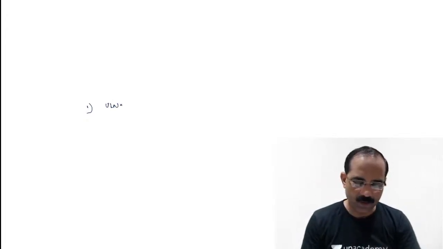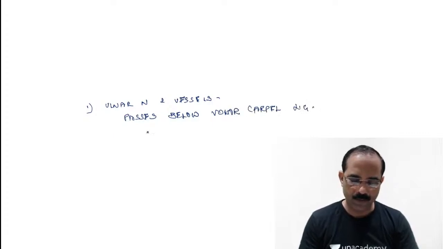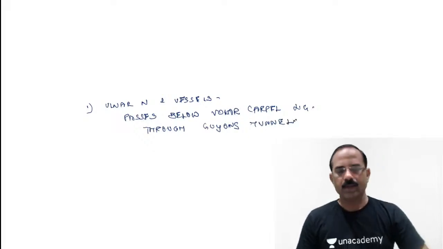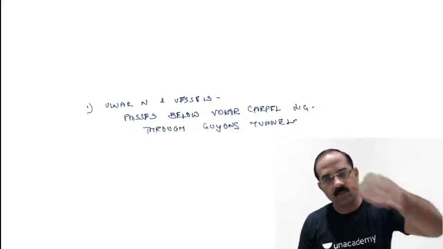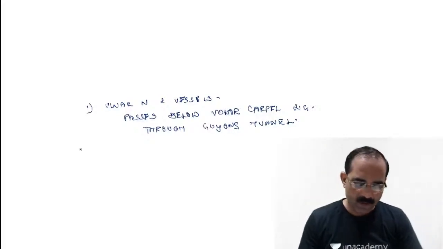Structures passing above the flexor retinaculum. Number 1, of the 1, 2, 3, 4, 5 that I have written. Number 1 is the ulnar nerve and vessels. Ulnar nerve and vessels pass below the volar carpal ligament through Guyon's tunnel. Clear? So ulnar nerve and vessels pass below the volar carpal ligament. That ligament is the volar carpal ligament, and they pass through that tunnel. What is that tunnel known as? Guyon's tunnel. Second.